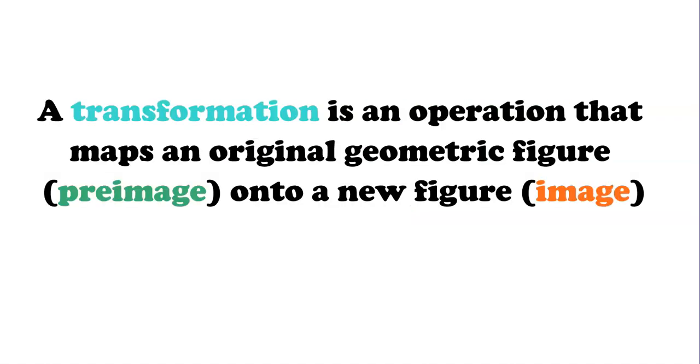A transformation, by definition, is an operation that maps an original geometric figure, which we call a preimage, onto a new geometric figure, which we call an image. Go ahead, pause the video, write down this definition, come back when you're ready to hear a little bit more about what it means and said in slightly different words, as well as see examples and get some practice problems using each of the three basic transformations.